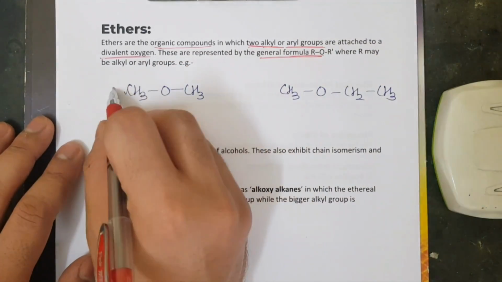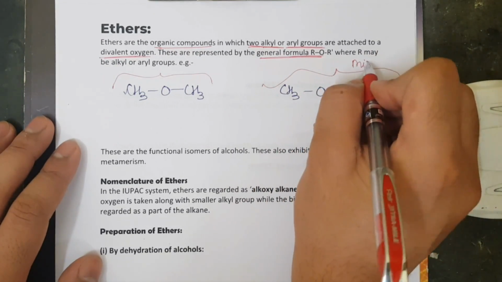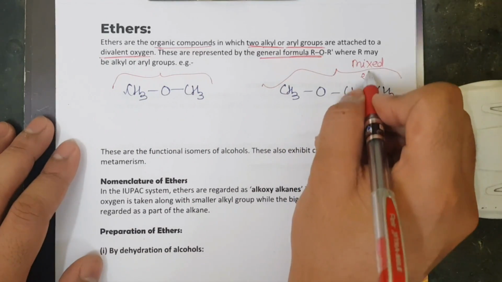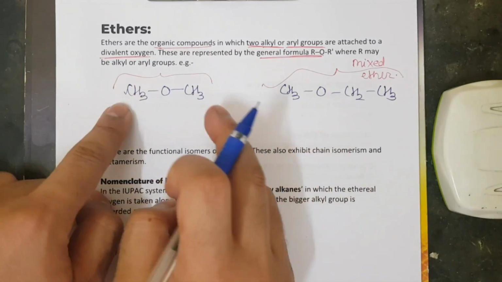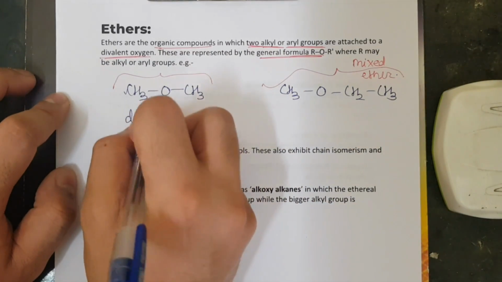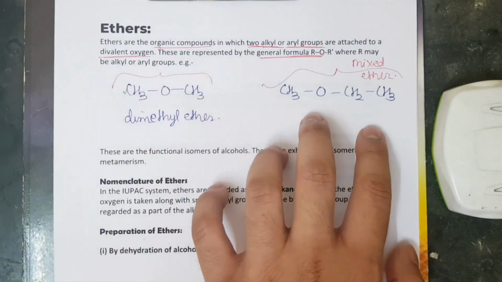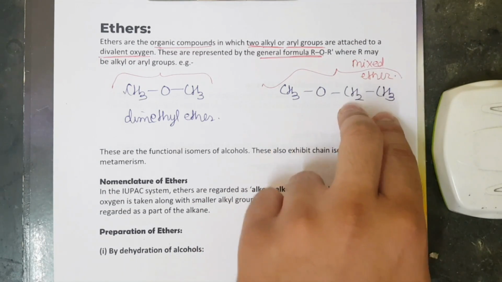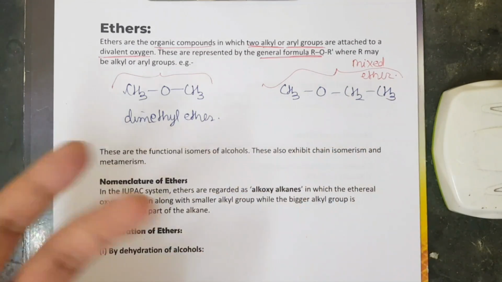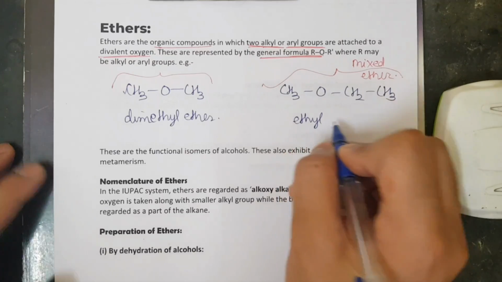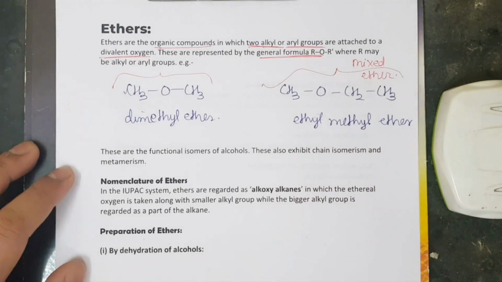Okay, so basically this is a symmetrical ether, this is an unsymmetrical or mixed ether. Not a ketone, this is an ether basically. This is a mixed ether, this is a symmetrical ether. So how to name this? We have methyl, methyl. So basically it will be known as dimethyl ether. And this one is a mixed ether, methyl and ethyl. The one which comes first is ethyl, because E comes before M. So this would be named ethyl methyl ether.